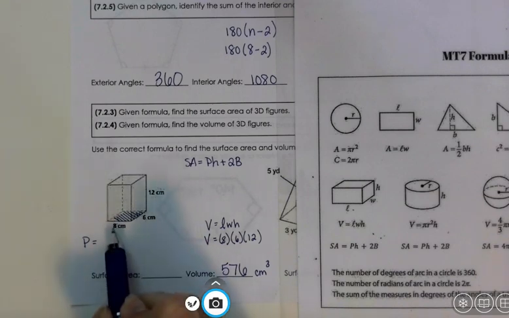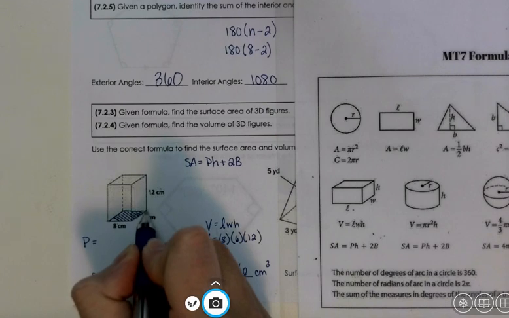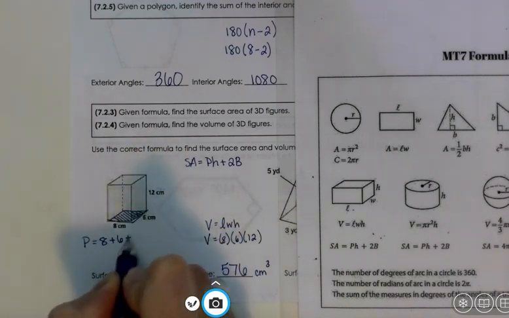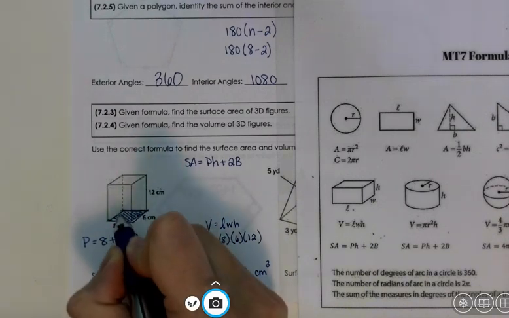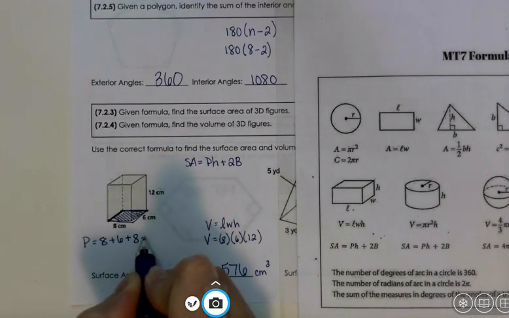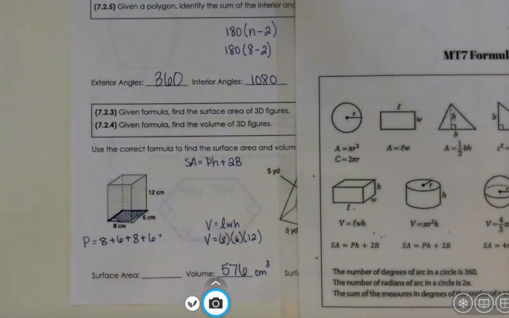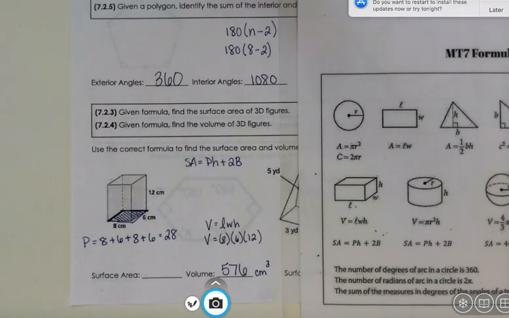When I find the perimeter, I need to add up all 4 sides because the shape of this is a rectangle. So I'm going to add 8 plus 6 plus this side, which is also 8, and then this side over here, which is also 6. So when I add those together, I should get 28. So my perimeter of my base is 28.